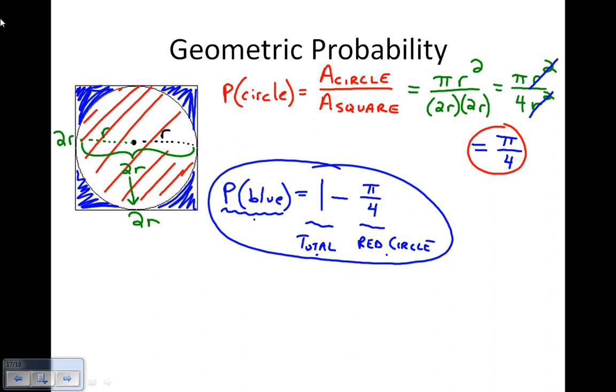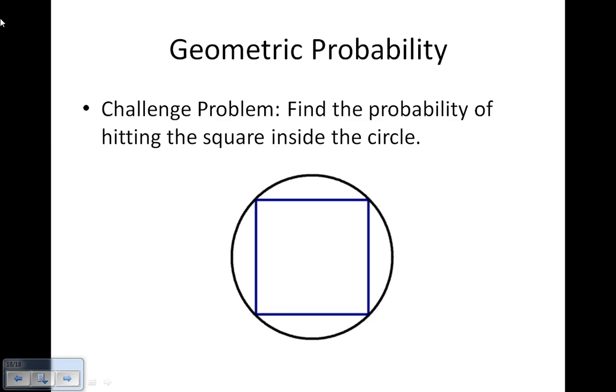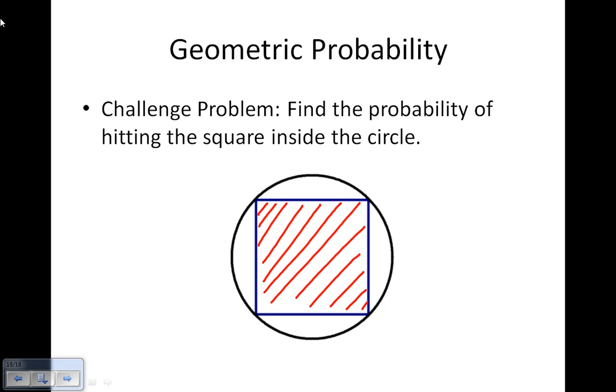I'll leave you with this challenge problem that you can work together on as a class. Find the probability of hitting the square inside the circle. So once again, there's no numbers. This is going to be a slightly harder problem. And hopefully if you get stuck, your teacher can guide you through it. But you're going to have to come up with a place to draw the radius, find the area of your circle, and find the area of your square in order to solve this problem. Best of luck.